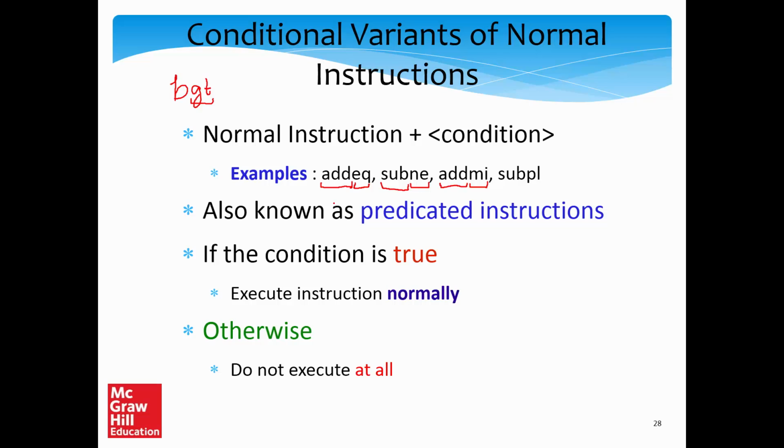So these kinds of instructions are also known as predicated instructions, which means that if the condition is true, the instruction will execute normally. Otherwise, the instruction will not execute at all. It is pretty much like a no-op.